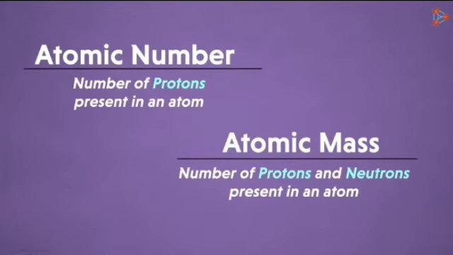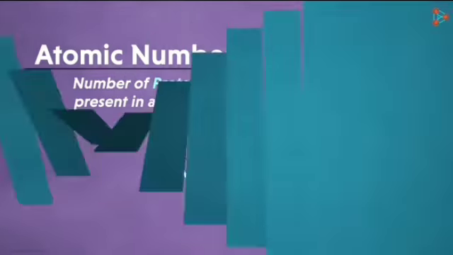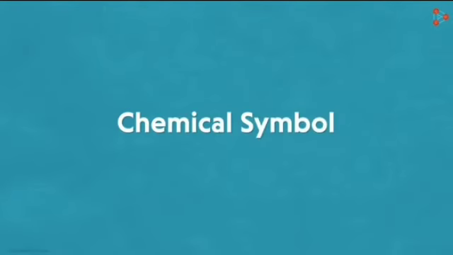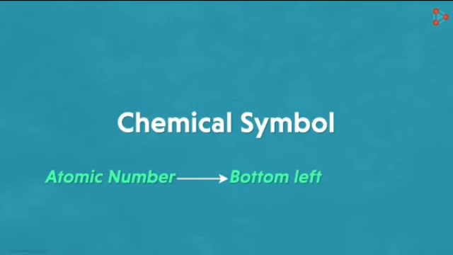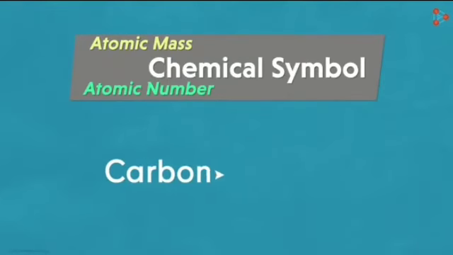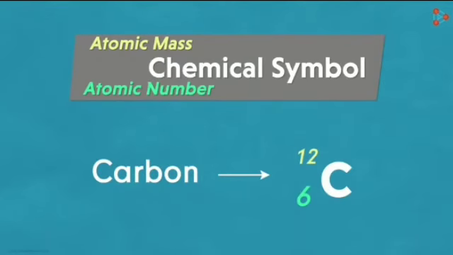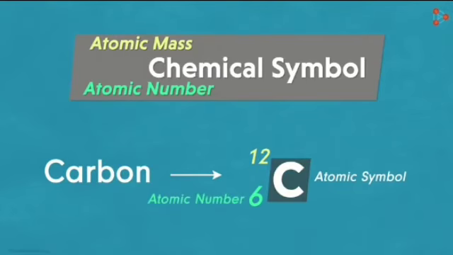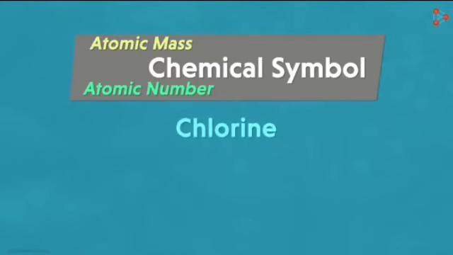Now, what should you consider? That is, what is the chemical symbol? The atomic number is written at the bottom left. We have already discussed this. So this is how we represent the chemical symbol of carbon 12, with mass number 12 and atomic number 6. It can be written on both sides or either side. Similarly for chlorine also, 35 and 17. Is it clear? So similarly for the other elements that I have told.